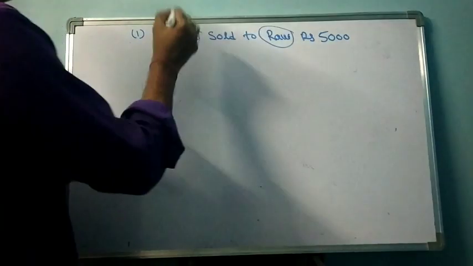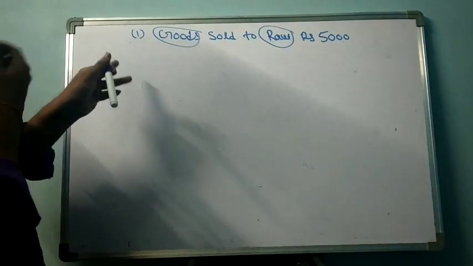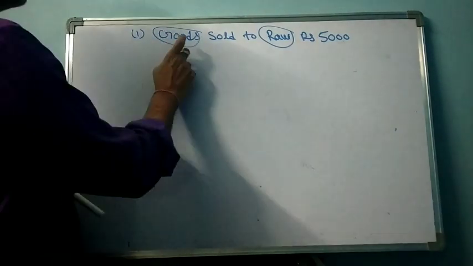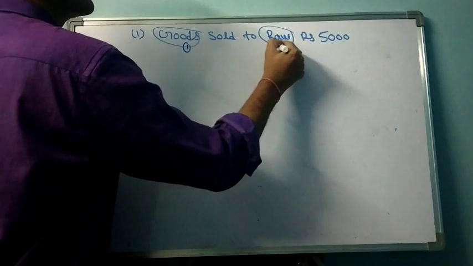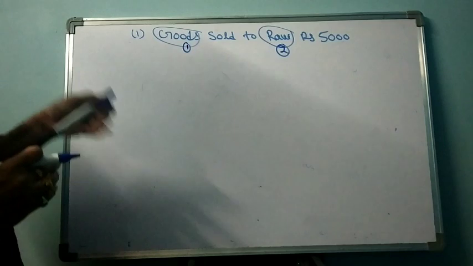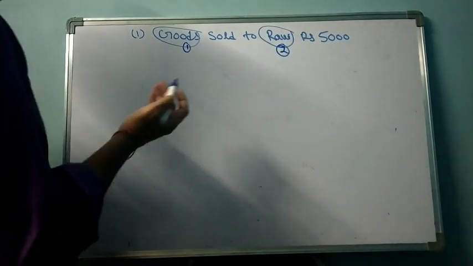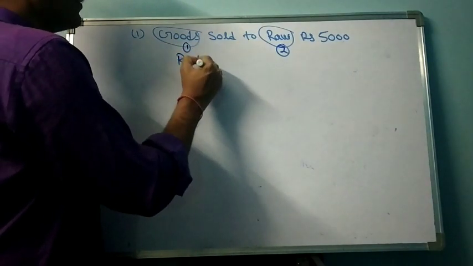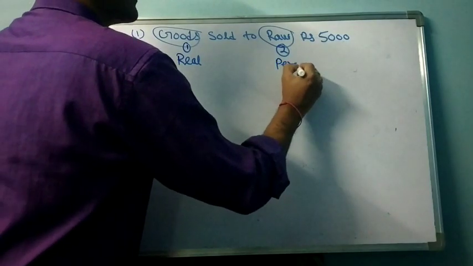Ravi is one account, goods is one account. So step number 1 has been followed. Step number 1 is identifying the number of accounts. How many accounts are there? 2 accounts are there. This is one account, this is second account. Next, step number 2 is identifying the nature of account, means type of account. Goods comes under which account? Real account. Ravi comes under personal account.